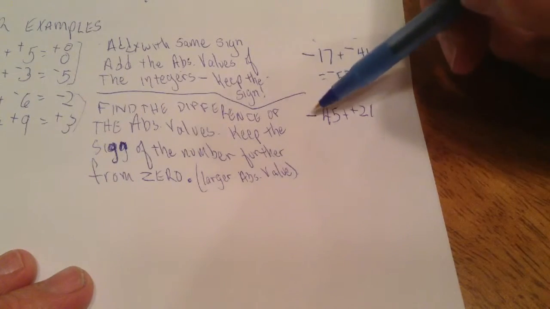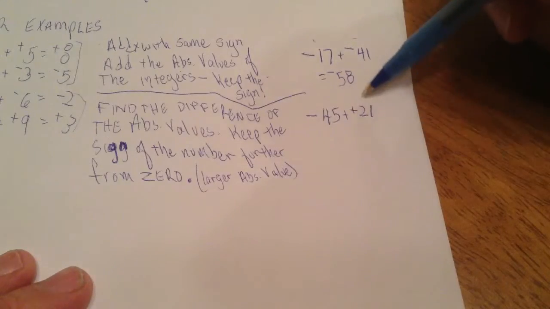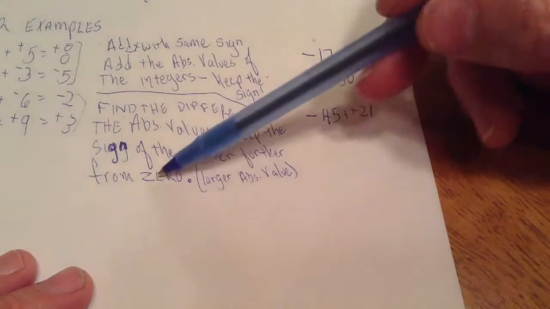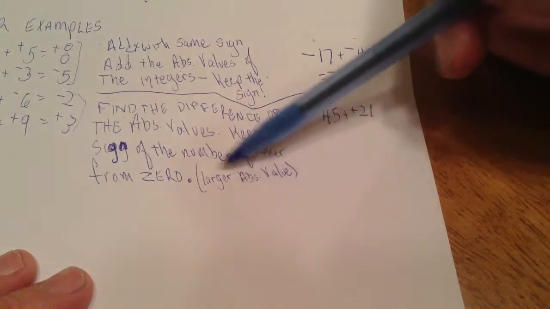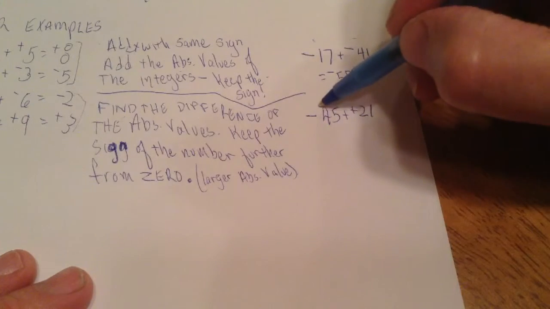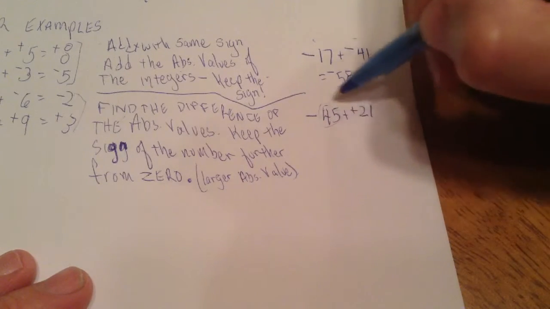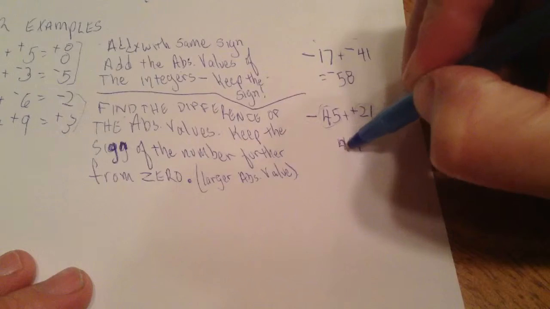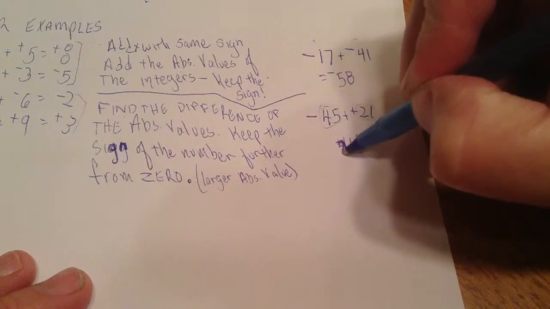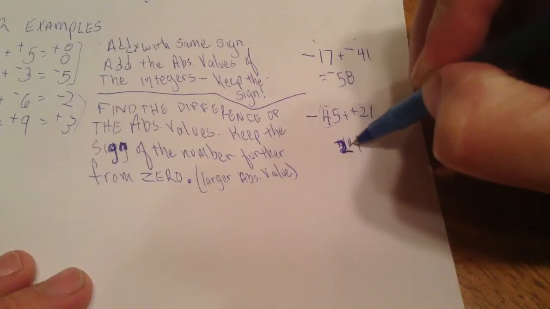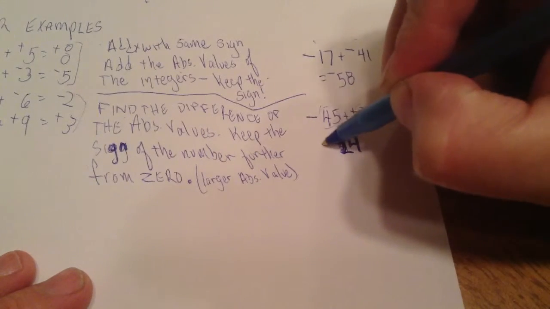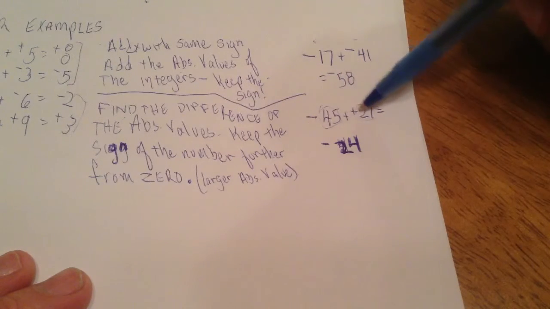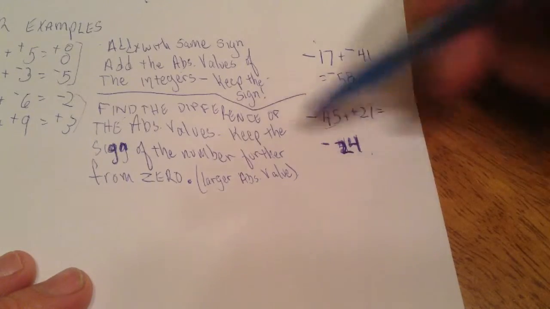Okay, now I have two integers of different signs. I have a negative adding with a positive. So I'm going to find the difference of the absolute values, and then I'll keep the sign of the number further from 0, the one with the larger absolute value. So the difference between 45 and 21 is 24. And since negative 45 is further from 0, our answer is a negative 24. So the sum of negative 45 plus a positive 21 equals a negative 24.